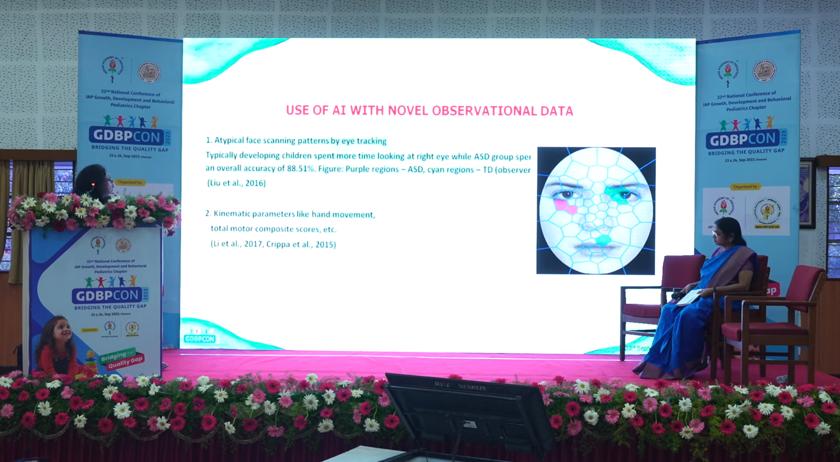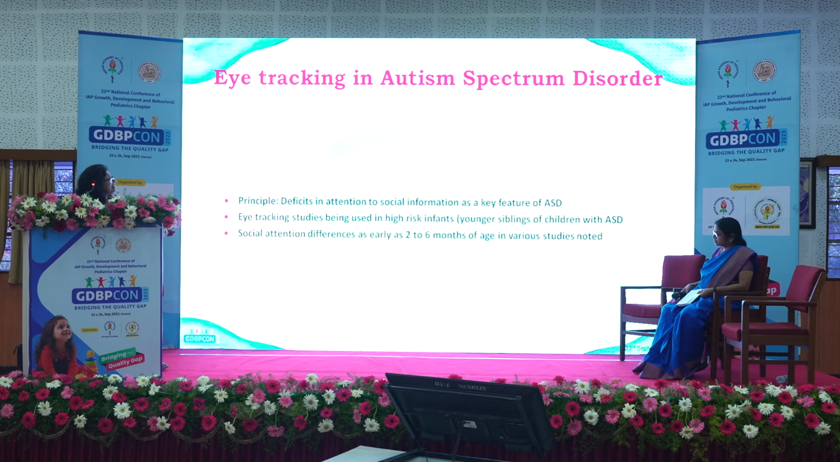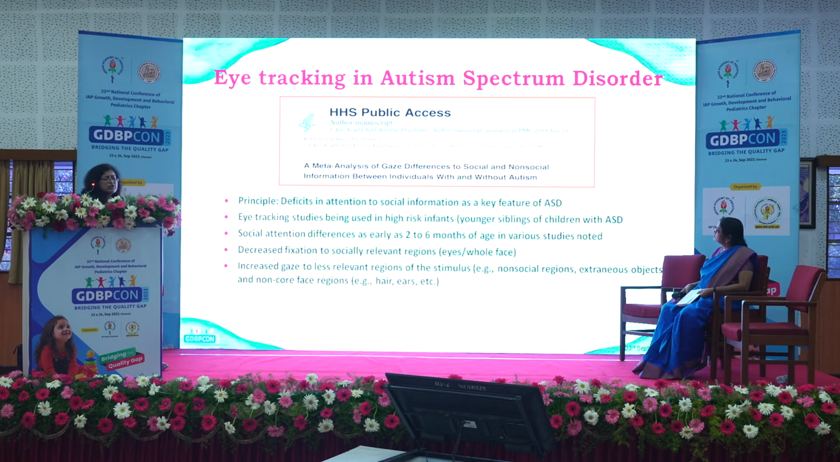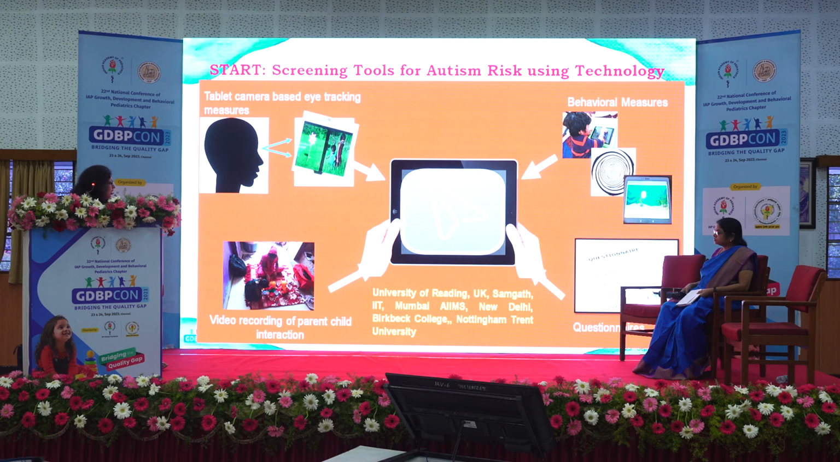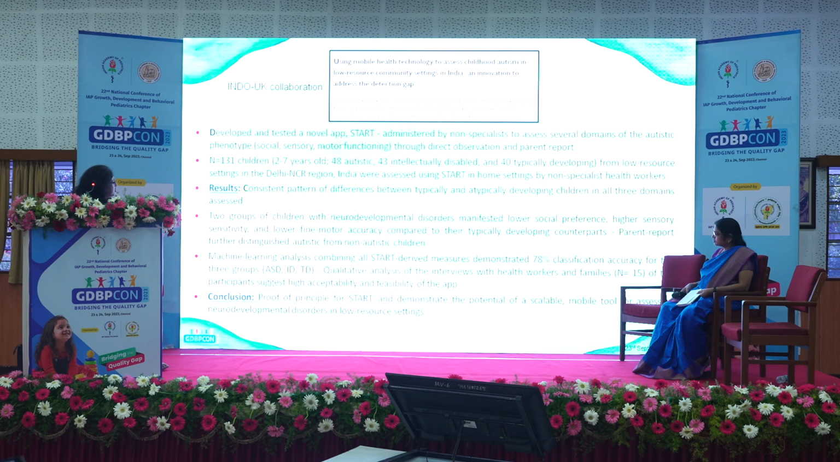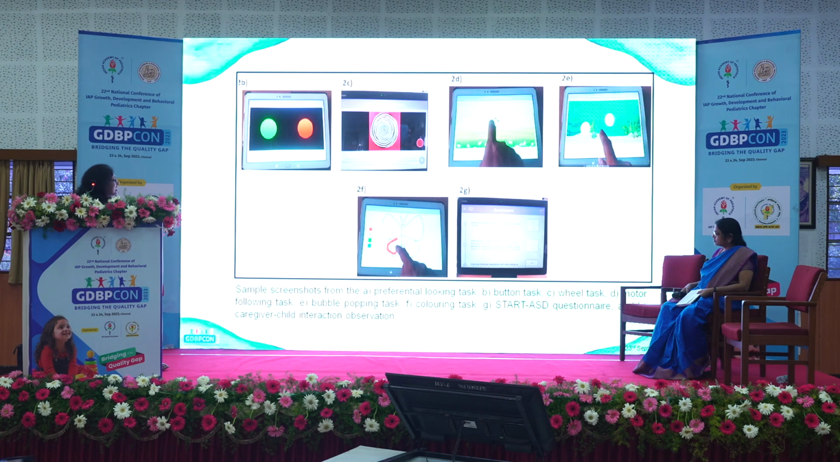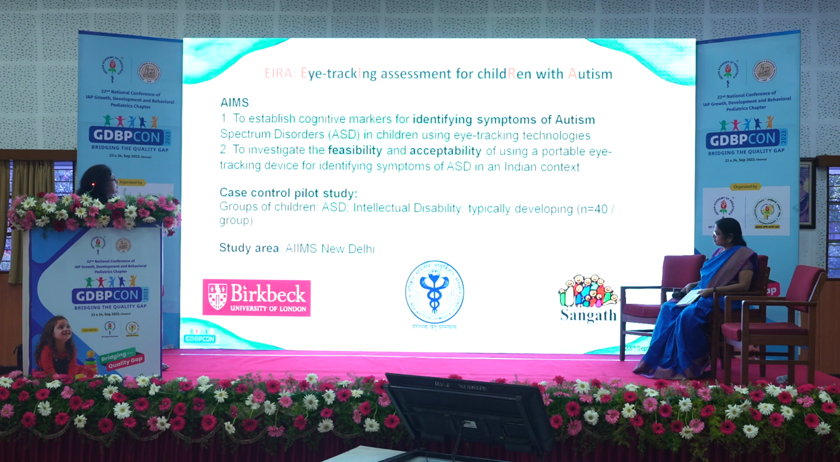These children look differently. The typically developing children look more at the right eye, but the ASD children look more at the other side. So eye tracking has come up, and now eye tracking is being used for screening the symptoms of children with autism. And we have developed, along with the University of Reading, this eye tracking device along with other data into a START kind of software which has been published and is ready to use for picking up these patients. So these are things which are there.